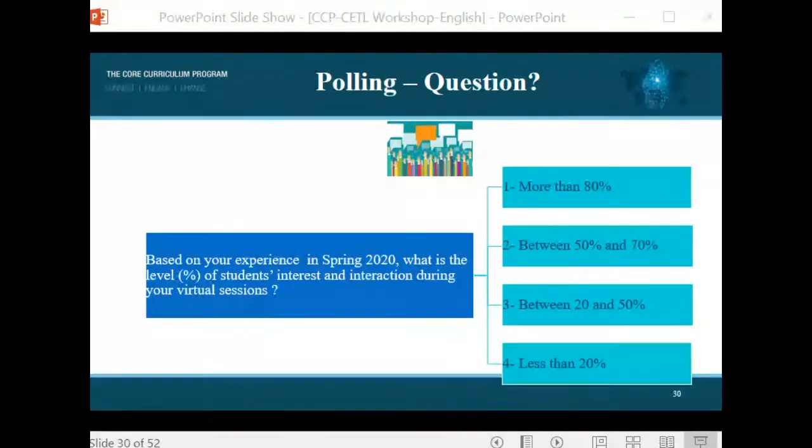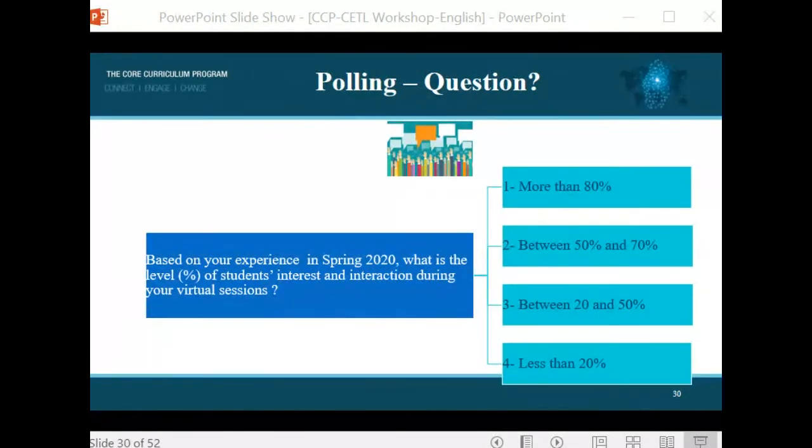So till now, most of the answers are 1, 2, so more than the average, small 3, and we have also 20%. So most of the answers were between 50 and 70%. It's very good, great. So the interaction went well for you.